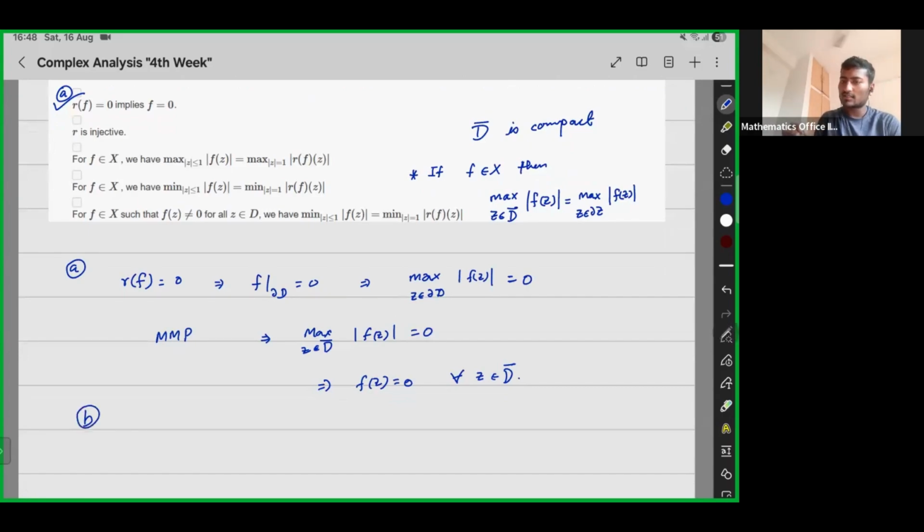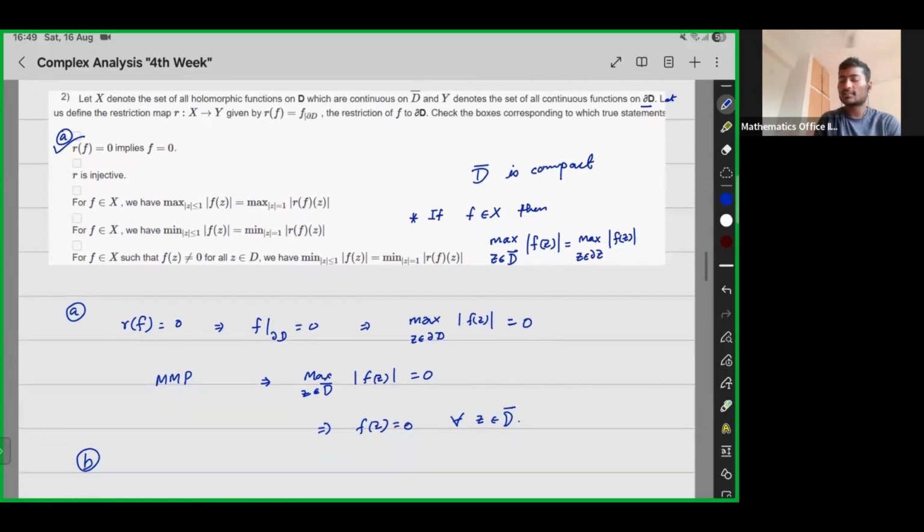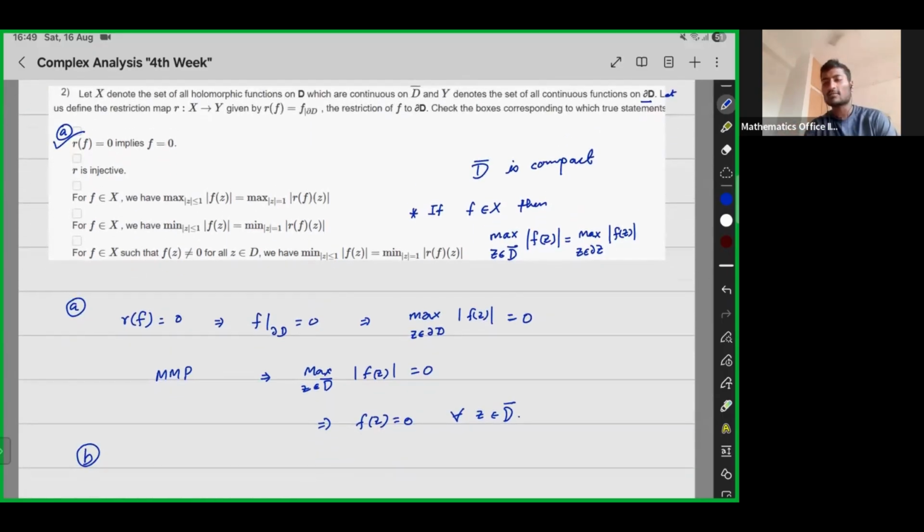Part B. We need to show that R is injective. First of all, we'll see whether it is injective or not. Most of the time in the case of homomorphisms, the similar case is here. What happens in the case of homomorphisms, be it group homomorphism, vector space homomorphism or ring homomorphism? If the kernel is trivial, then the homomorphism is one-one. Here a similar idea is used to show that R is injective.